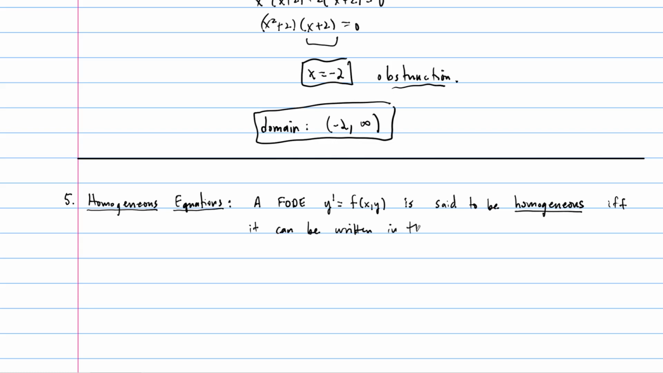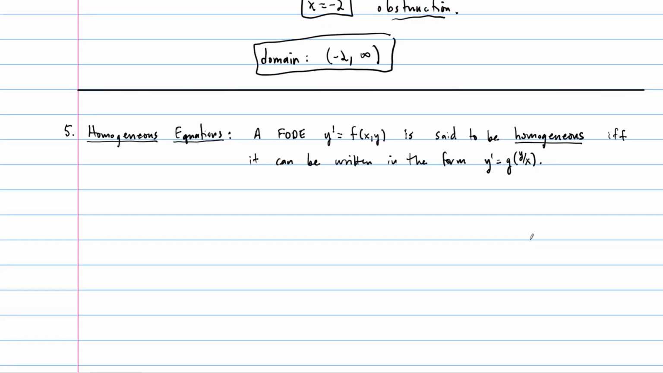in the form y prime equals some other function g of y over x. So now this g is a function of one variable, but the variable it takes in is a ratio, y over x. This is the key. This is what makes it homogeneous in this sense: the right-hand side of the equation can be written in terms of this y over x, and what we will do then is make a change of variable.